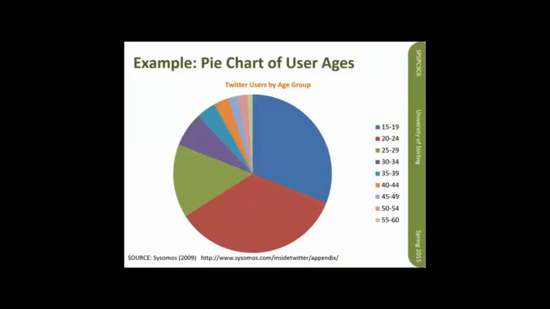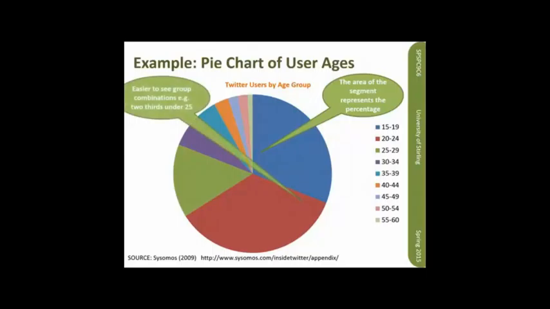So this is the Twitter users by age group. You can see from the key the colors that apply to the ages, and this is the percentage. So the percentages add up to 100 and make up the whole pie. Okay, so the area of the segment represents that percentage. And when the data is ordered, it can be easier to see combinations.